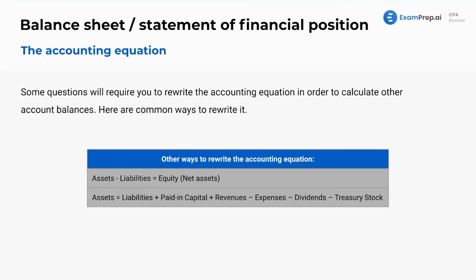Awesome. Now we have assets equals liabilities plus all of these other items, and if you hadn't guessed yet, all of these other items are equity accounts. Paid-in capital plus revenues minus expenses, which is net income, minus dividends paid out, minus treasury stock. This is going to just be another way to rewrite the formula. Be familiar with this. When you get to the equity section, come back and look and see where all of the puzzle pieces fit together.